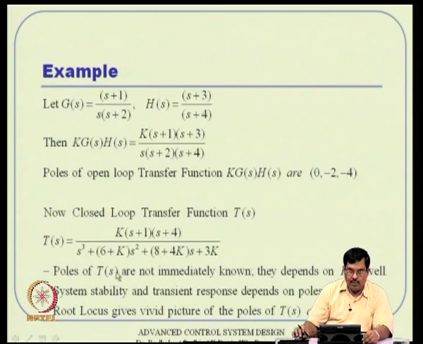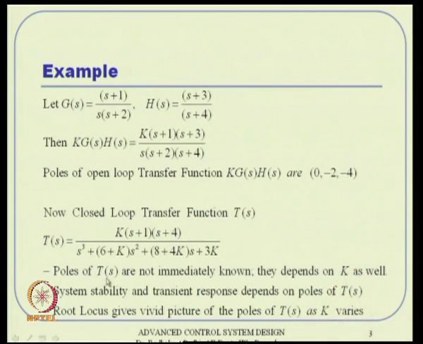We can clearly infer that the poles of this closed loop transfer function are not immediately known. Only once we know the value of k can we solve this and find the pole location for that particular gain k. System stability and transient response depend on the poles of this one, not the poles of the open loop transfer function.